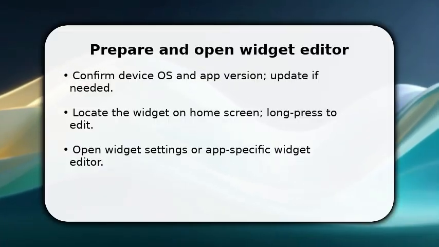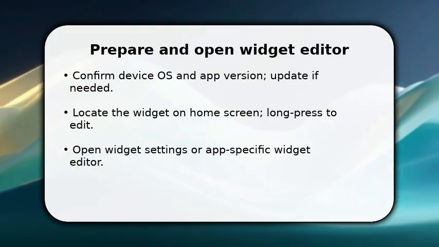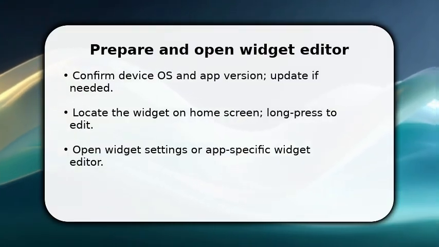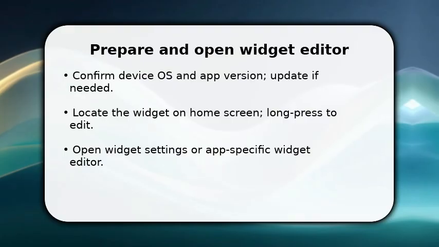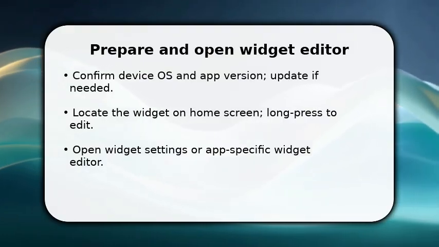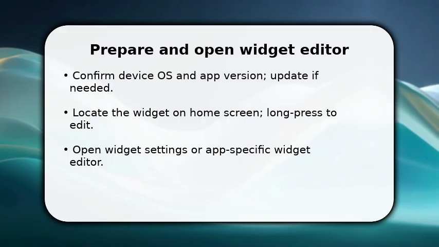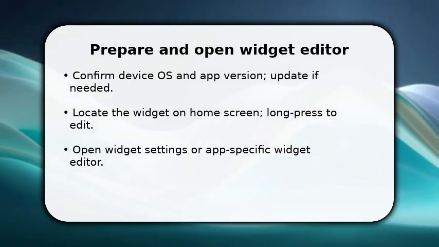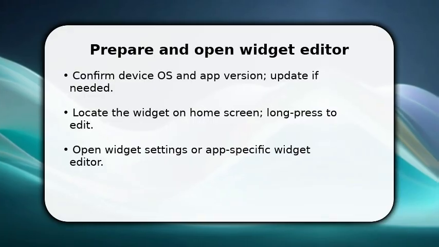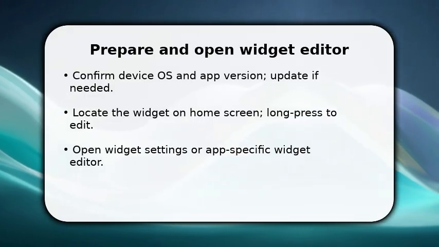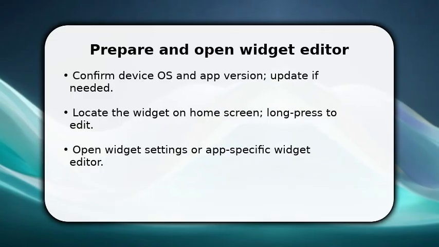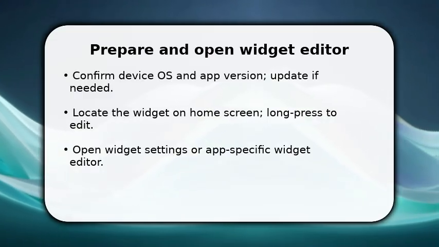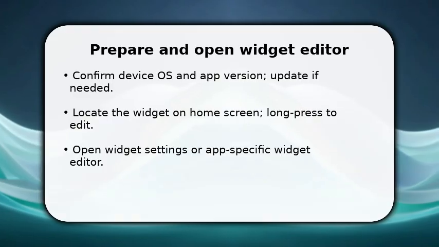You start by ensuring your device and app are up to date so the widget supports custom images. This avoids compatibility issues. Once done, long press the widget on your home screen to reveal contextual options and tap Edit or Settings. If the widget opens the hosting app, navigate to the widget management area. Make sure you grant photo access when prompted so you can pick images from your library.